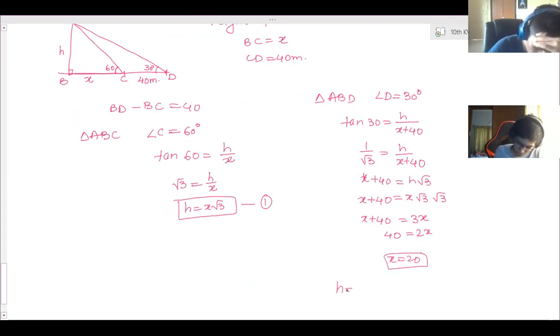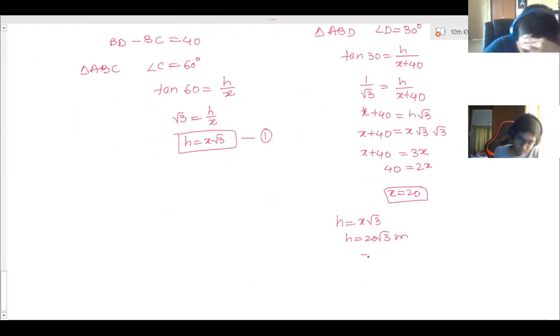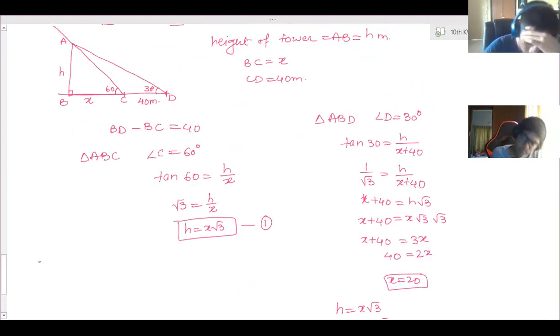And we have to calculate the H value. H is equal to X root 3. That is equal to 20 root 3 meters. Substitute the value of root 3: 20 into 1.73, that is 34.6 meters. Clear?